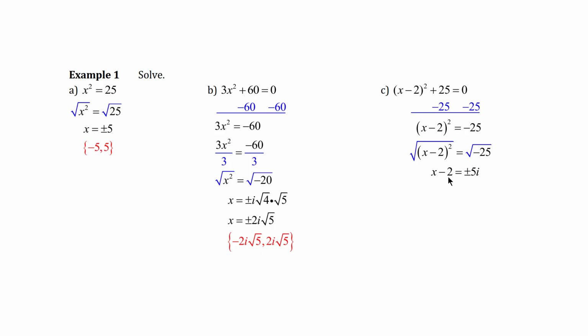Next, we solve for x by getting rid of the minus 2. We just add 2 to both sides of the equation. The result is x equals 2 plus or minus 5i. For the final answer, we write it in set notation, so I have a set of curly brackets, and I wrote 2 plus 5i, 2 minus 5i on the inside.